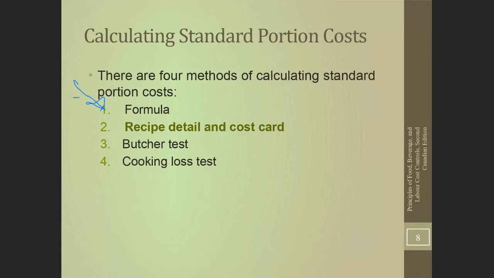For example, the formula can be useful, but it needs to include the yield. This also applies to the recipe detail and cost card, which I'll talk about in a second. And then we can also use the butcher test and cooking loss test to calculate the standard portion cost for things that are portioned at different times. For example, before it's cooked, we would use the butcher test, and after it's cooked, we would use the cooking loss test. Otherwise, the formula is pretty good, and I advocate for the formula and the cost card quite often. And I will show you how to do that.